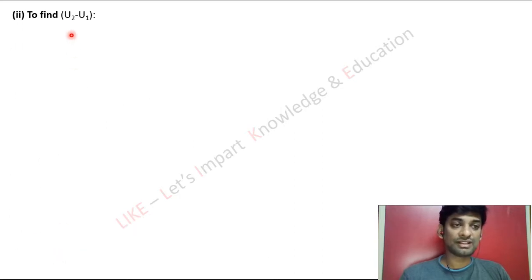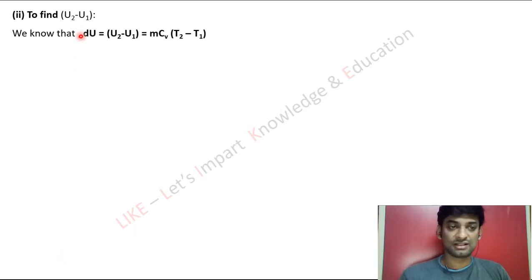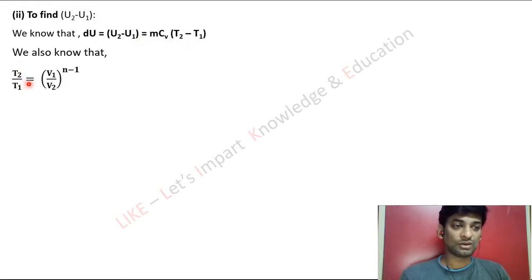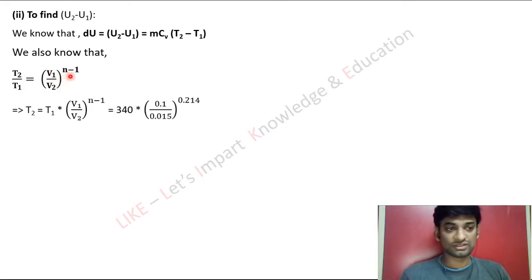Next, we are going to determine change in internal energy. So, you know the change in internal energy formula. du is equal to U2 minus U1, that is equal to M Cv final temperature minus initial temperature, M Cv delta T. We also know that for a polytropic process, T2 by T1 is equal to V1 by V2 whole power n minus 1. If you substitute T1, V1, V2, n value, you will be getting T2.